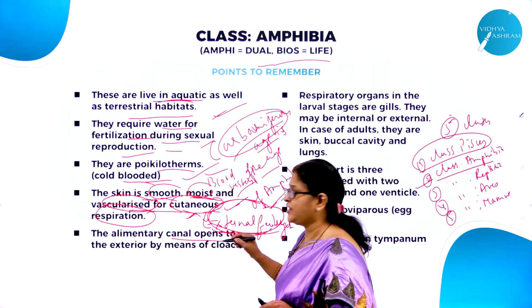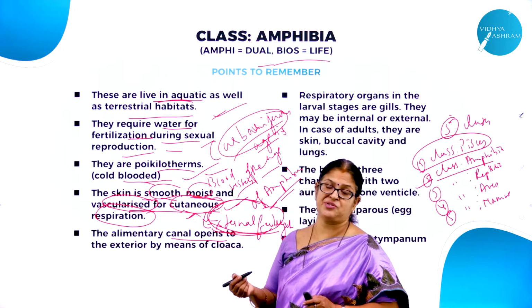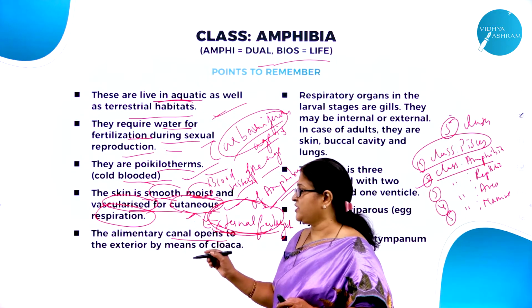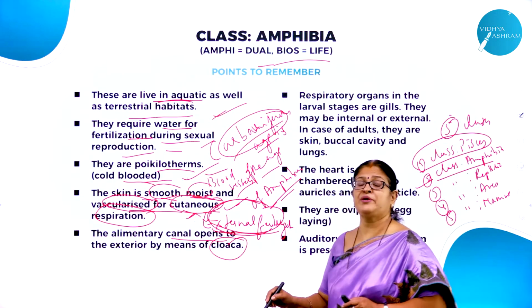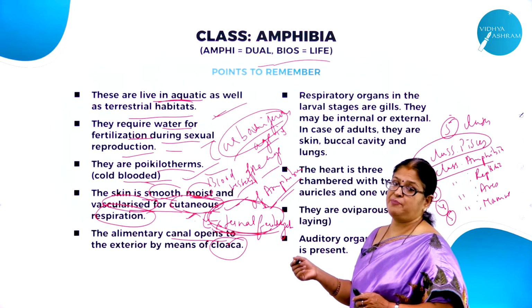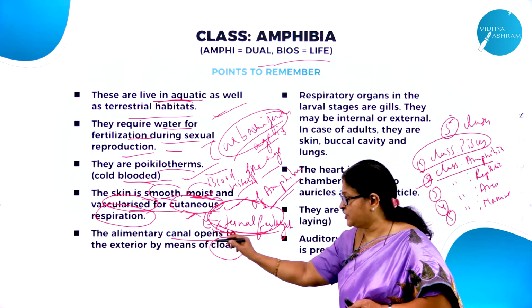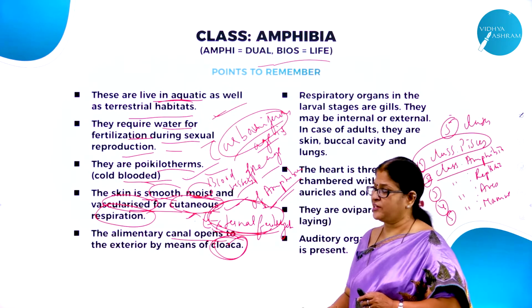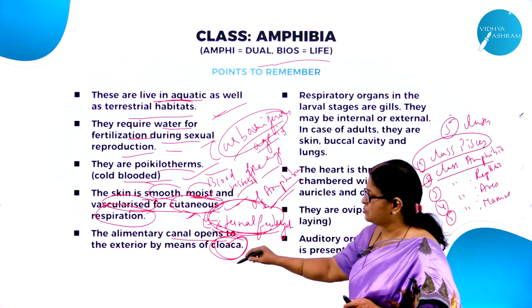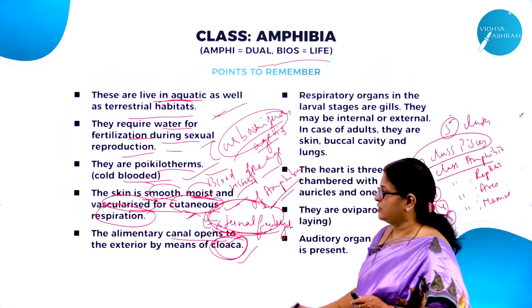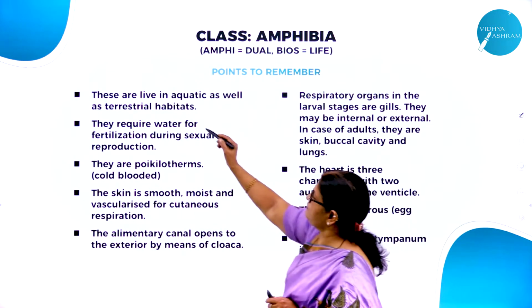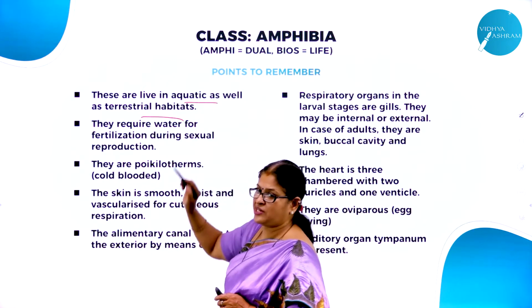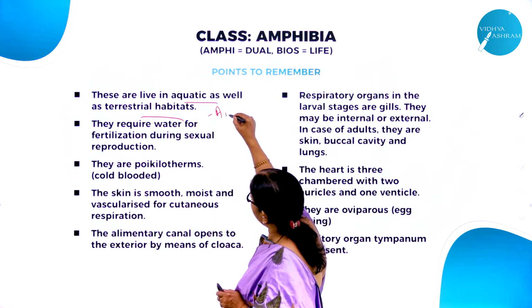That is also a very important characteristic feature. Then the alimentary canal. What is the alimentary canal? The digestive system opens to the exterior, and that is called cloaca. It is a common passage for reproduction as well as for the removal of the excretory waste from the body. So this is also a very, very important characteristic feature of the amphibians. They live in aquatic as well as on terrestrial habitats, hence the name amphibians.